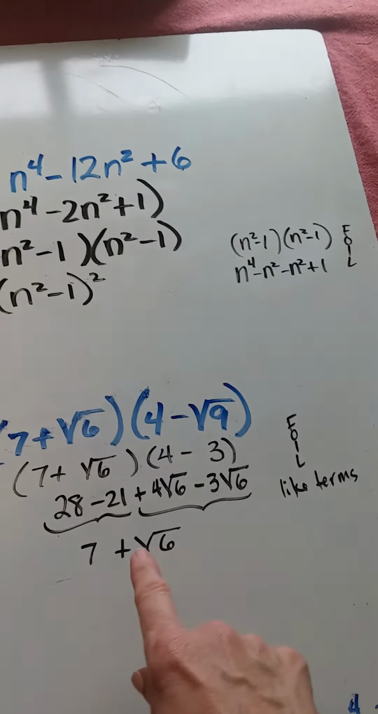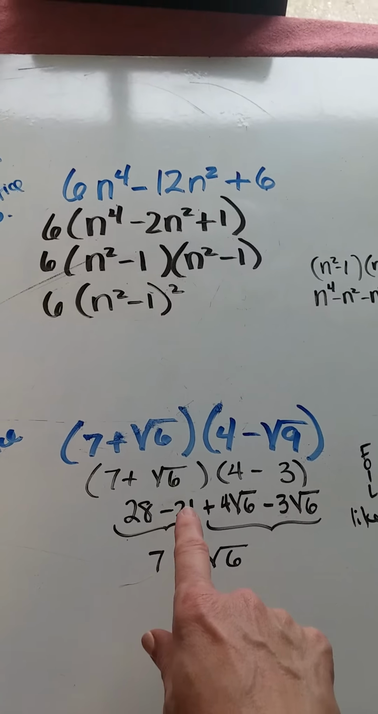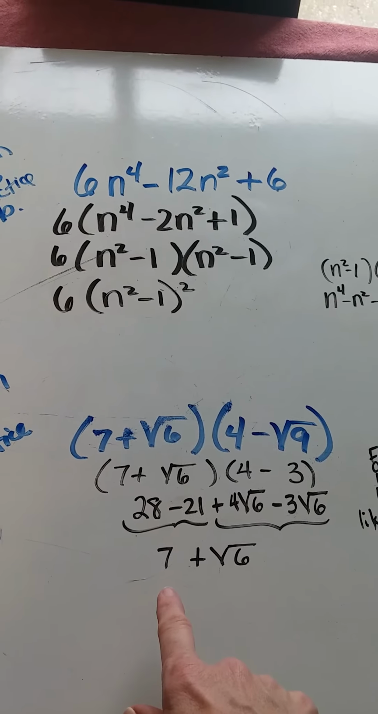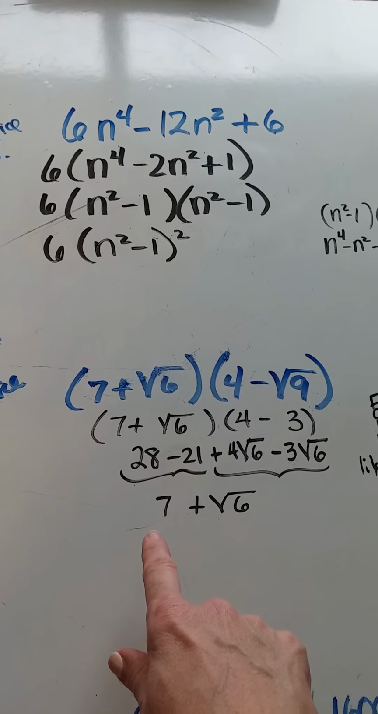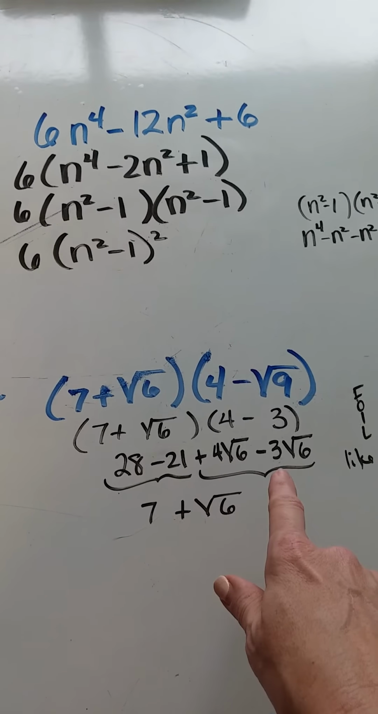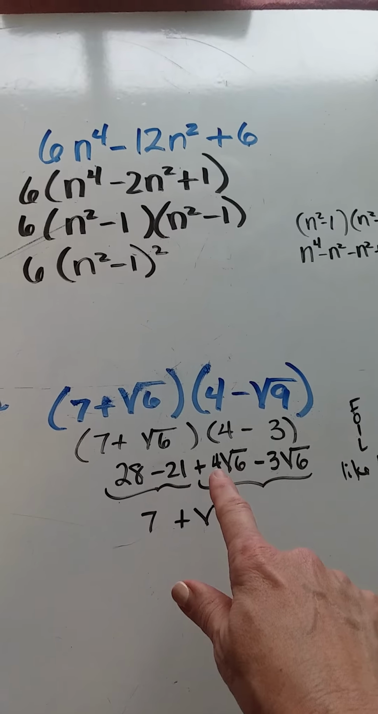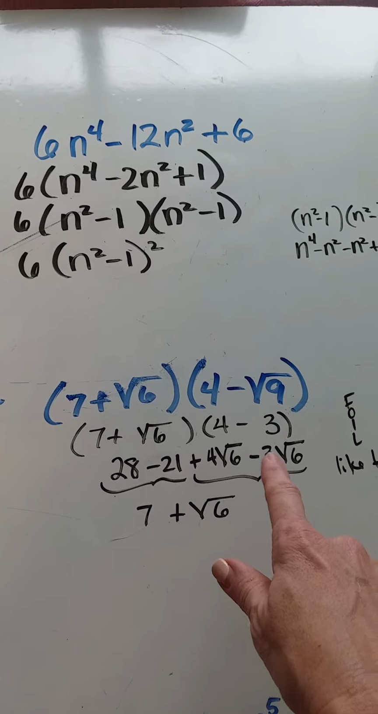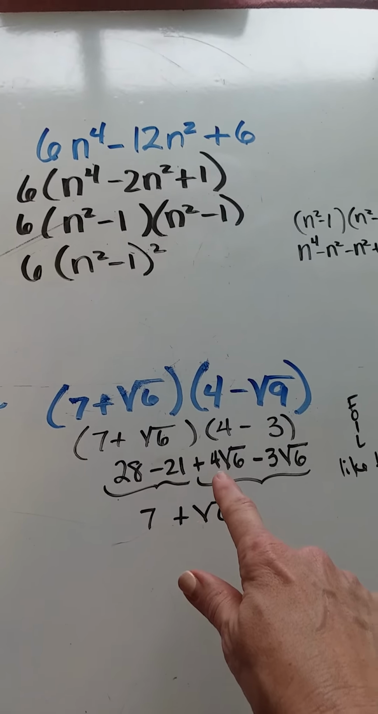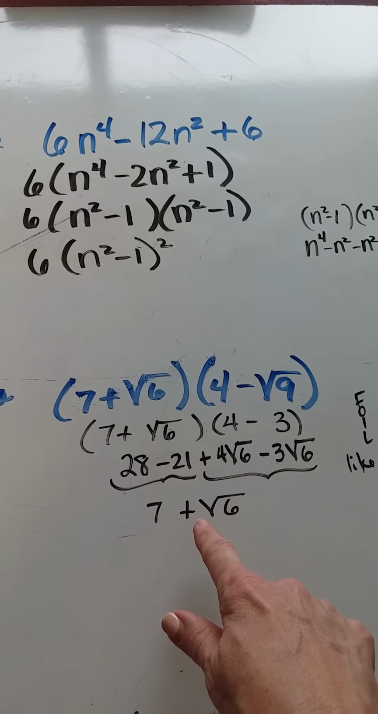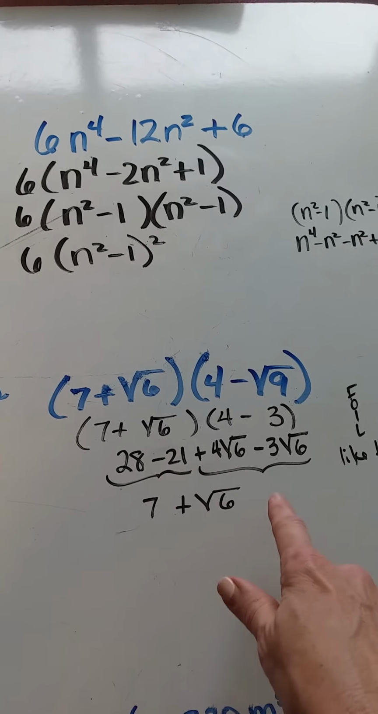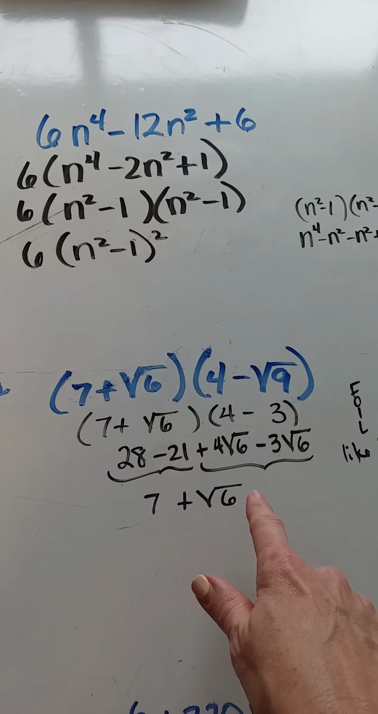Now, like I said, we're going to combine like terms. Here we've got the constants that when we combine them, they're going to be 7. And then we have our radical terms. So it's nice that we have positive 4 radical 6 and negative 3 radical 6 just ends up being a positive 1 radical 6, but we don't write the 1. So the full answer here is 7 plus radical 6.